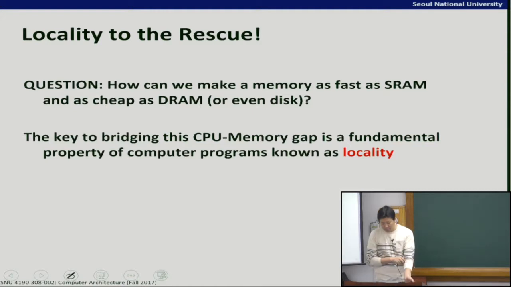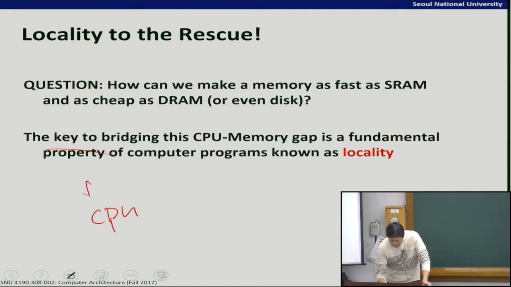So how can we make such an ideal memory? Okay, and the key to bridging this, as I said, we actually see a fast CPU here, slow memory, or DRAM.